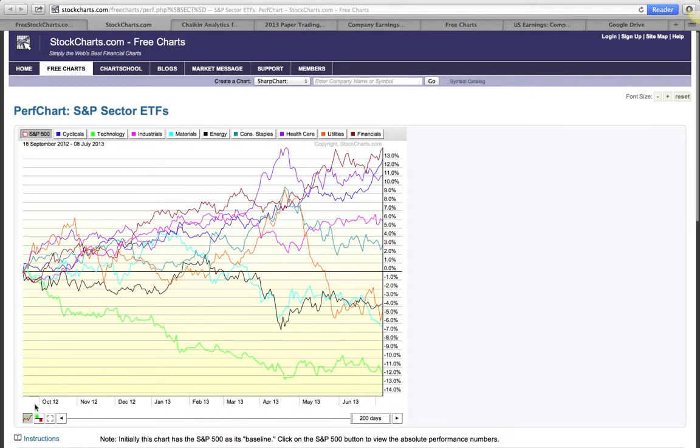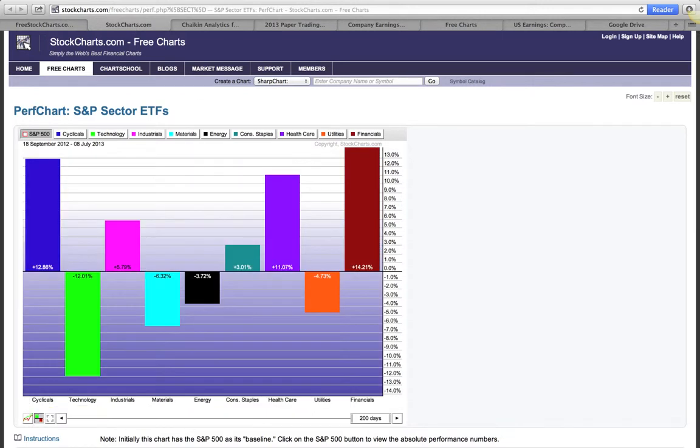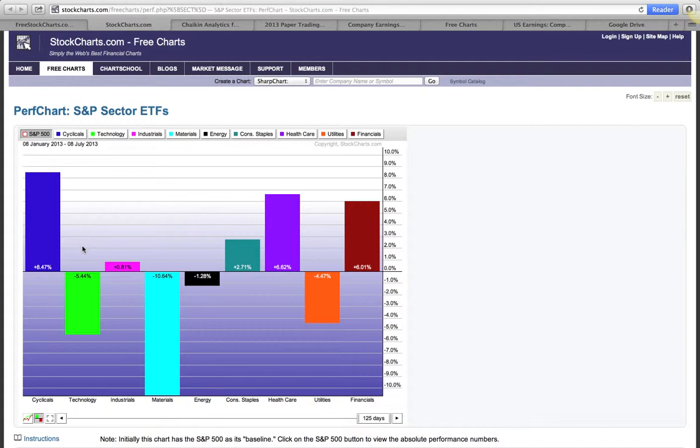If we look at the market in terms of what sectors are outperforming or underperforming the S&P, I always like to look at 2 time frames. I like to look at the past 6 months. And we can see, and this really hasn't changed that much, that on a 6-month basis, consumer discretionary and financials, healthcare have been strong performers.